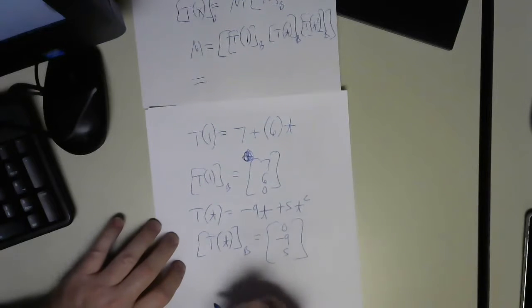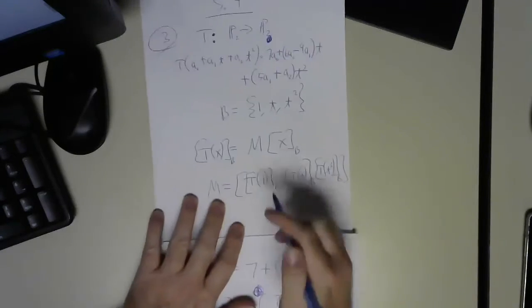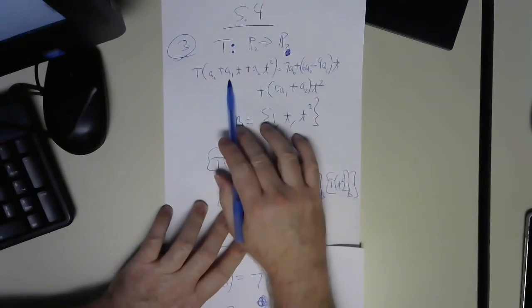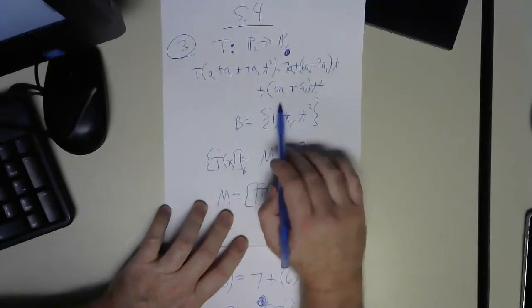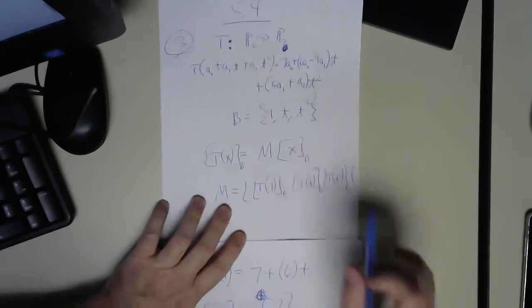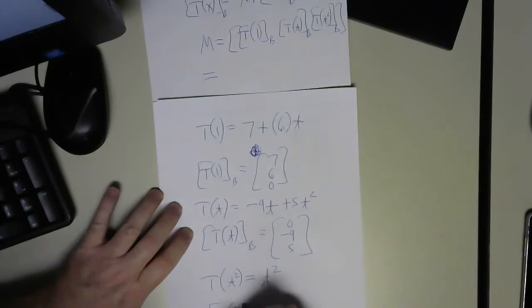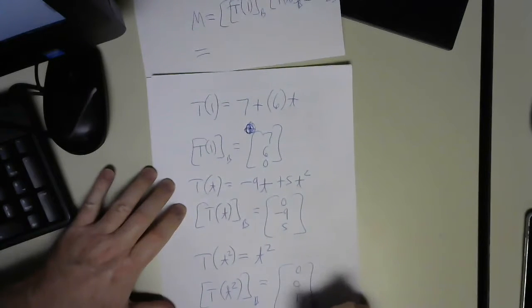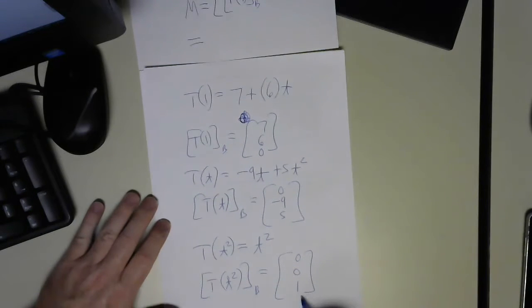But now let's find T of t squared. That means A2 is 1 and the other 2 are 0. So it's just t squared itself. So the coordinate vector of t squared with respect to basis B is just going to be 0, 0, 1. That's 0 plus 0 times t plus 1 times t squared.